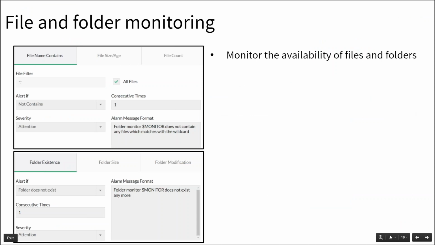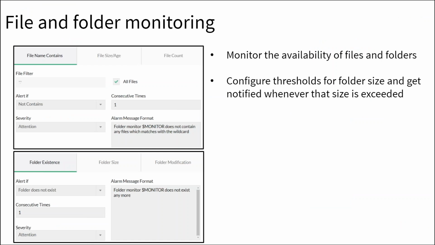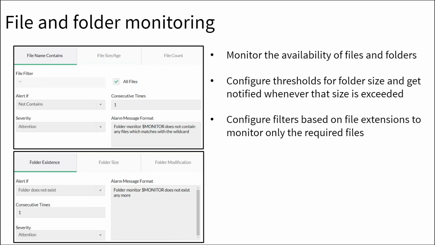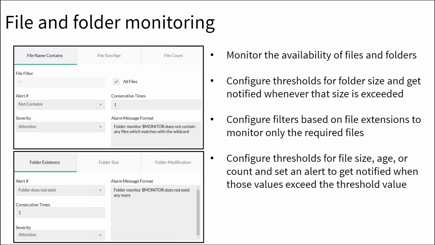All right, and also as I said, for Windows devices, using OpManager, you can monitor the files and folders as well. So you can monitor the availability of the files and folders. You can configure thresholds for the folder size and get notified whenever the size is exceeded, and configure filters based on file extensions. Monitor only the required files, and configure the thresholds for file size, file age, and count, so that you're notified whenever somebody tries to modify the file, remove the folder, or update the file content.